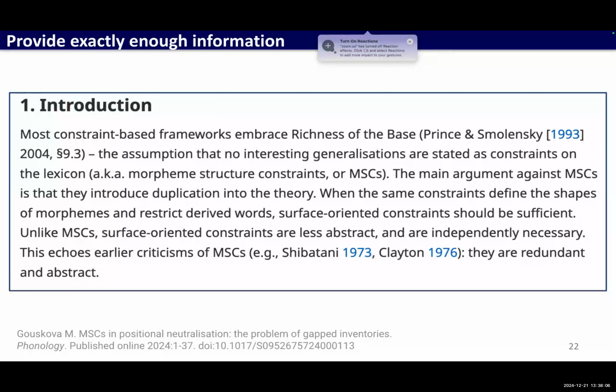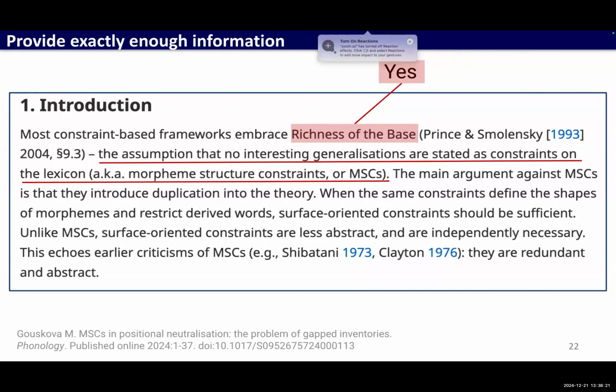And you don't have to understand what it's about, but it shows us how she differentiates between this information I can't assume, so I will explain it to my readers, and this information I can assume because it's general knowledge in linguistics, and I'm not going to explain it. Right? So she starts out saying most constraint-based frameworks embrace richness of the base, and then defines what she means with richness of the base. The assumption that no interesting generalizations are stated as constraints on the lexicon, that is morpheme structure constraints.